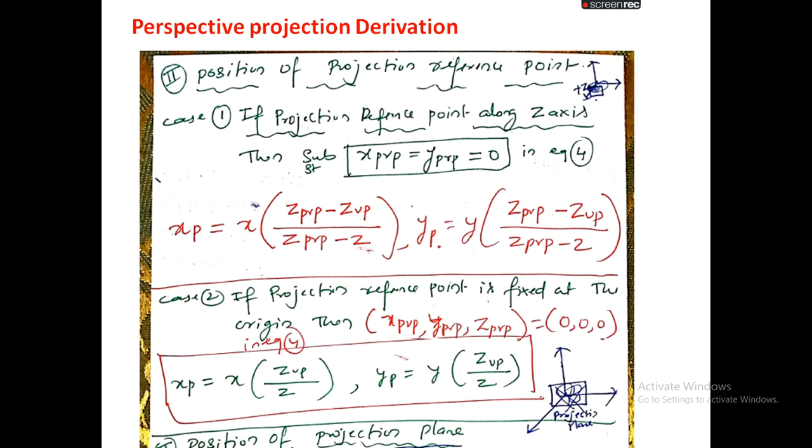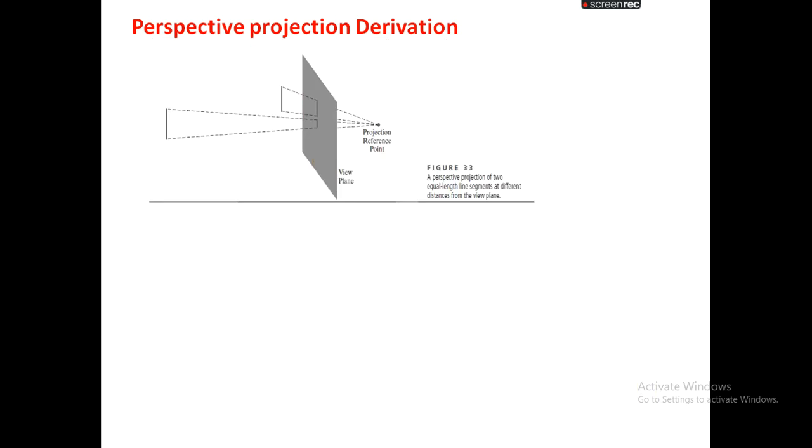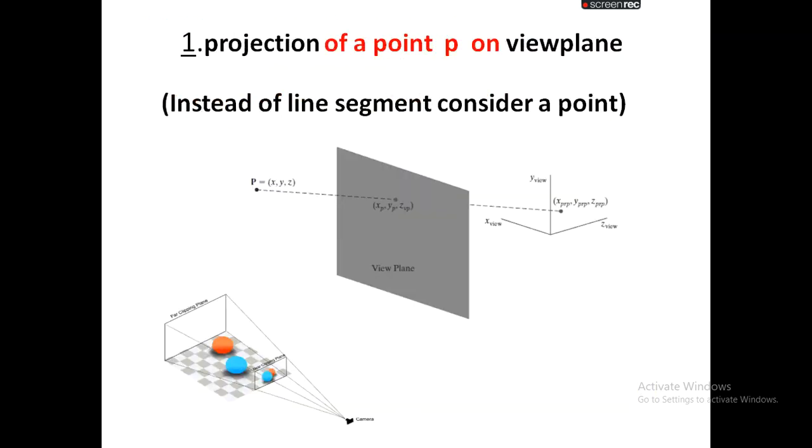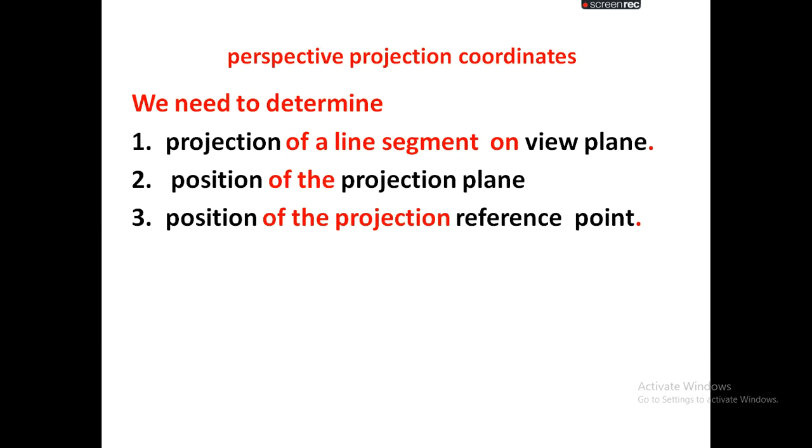So as I said, the 3 Roman numbers, I hope you remember, when I was discussing this topic the first time. So these are the 3 Roman numbers. Roman number 1 tells that we need to determine the projection of a line segment on the view plane. But now what we did, we determined the projection of a point P on the view plane.